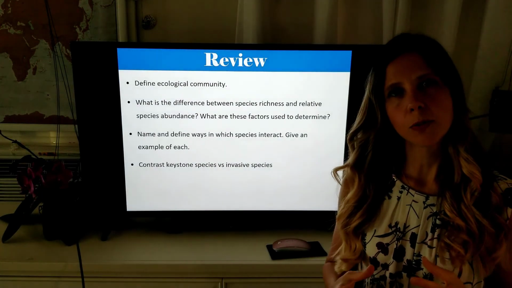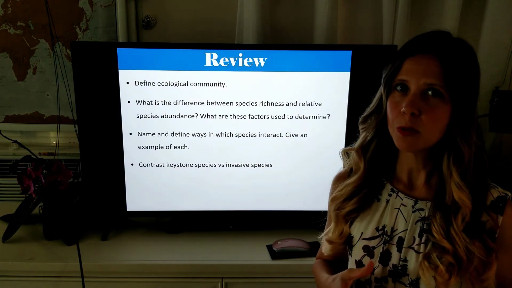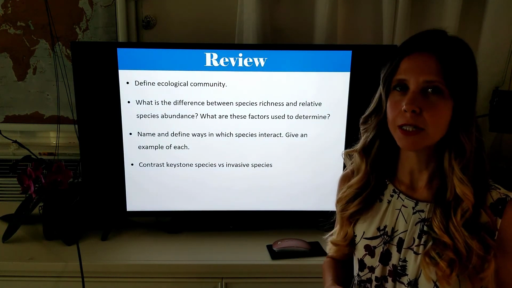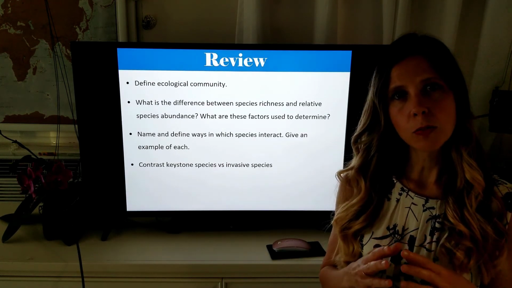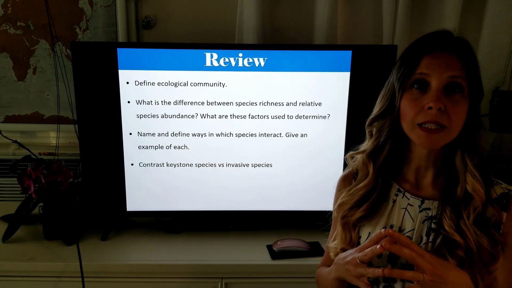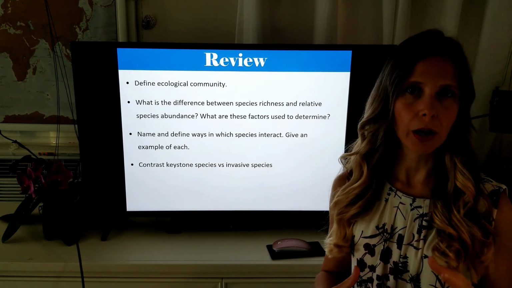Okay, so what is the difference between a keystone species and an invasive species? Well, basically a keystone species is something you want in the community. An invasive species you definitely don't want to be present. So keystone species, they're present in small amounts and they increase community diversity. So the example there was our otter.